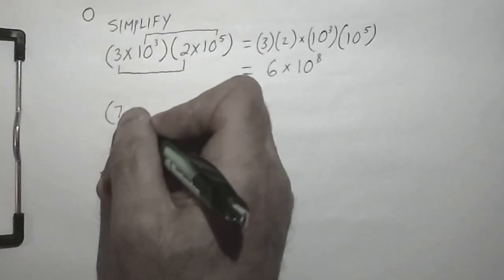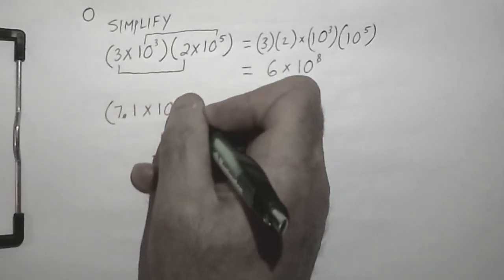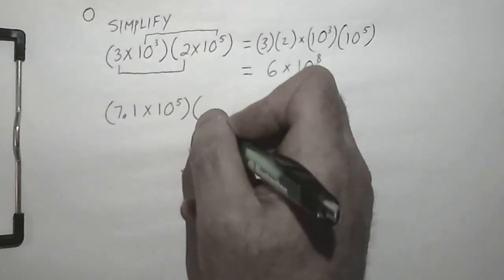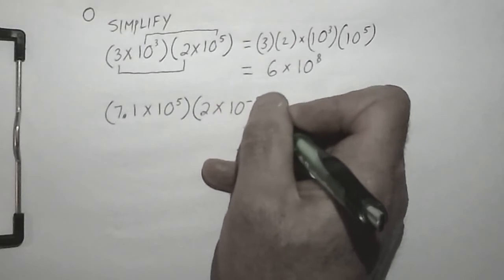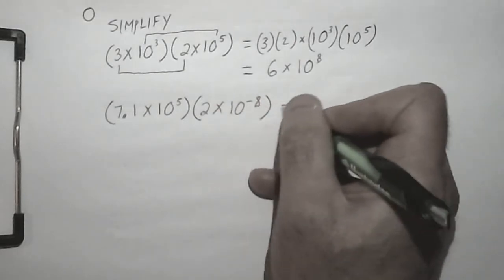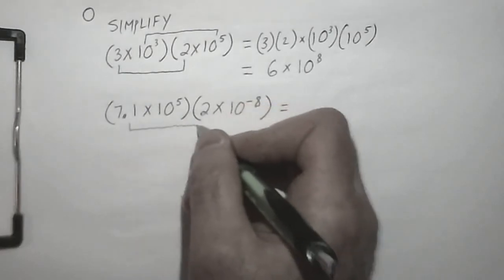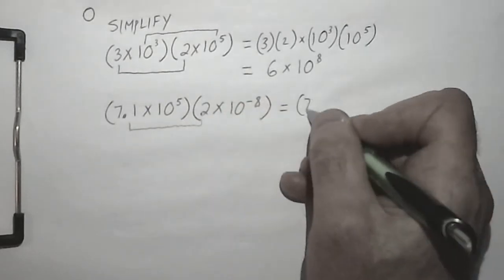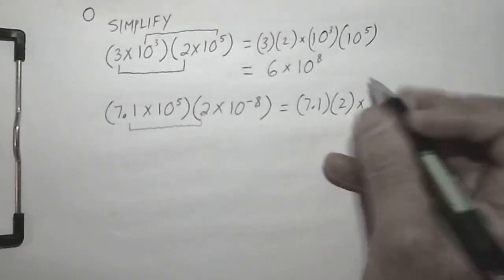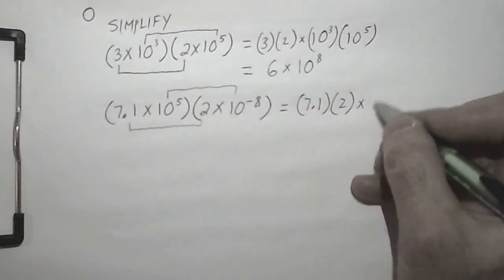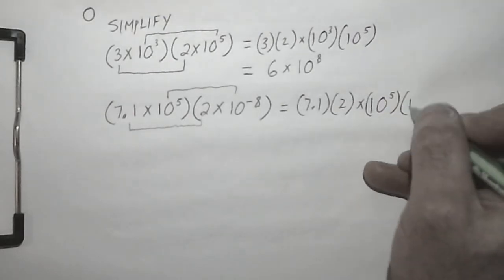Okay. All right, let's try another one. How about 7.1 times 10 to the 5th power? And we're going to take that number in scientific notation form and multiply it by 2 times 10 to the negative 8th power. Now, to multiply these numbers together, we're going to multiply like bases together. So we're going to multiply the 7.1 by the 2 times, and then we're going to multiply like bases of 10 together. So 10 to the 5th power will get multiplied by 10 to the negative 8th power.